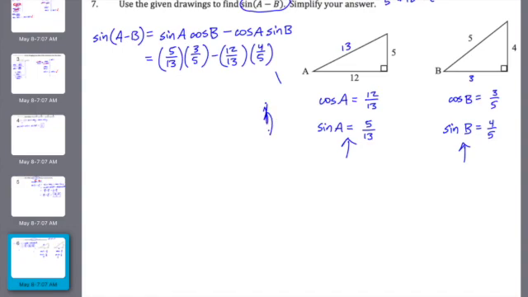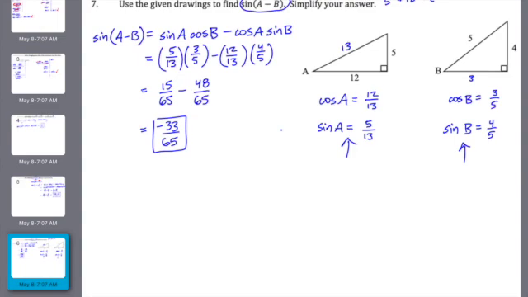All right, so now, oops, I meant to erase that. So now we can just multiply. We get 15 over 65 minus 48 over 65. And we have a common denominator, so we can just subtract. 15 minus 48 is negative 33 over 65, and that would be our exact answer. All right.